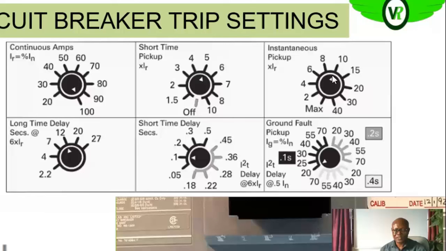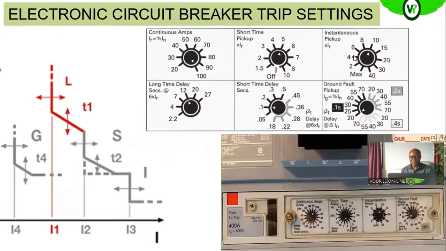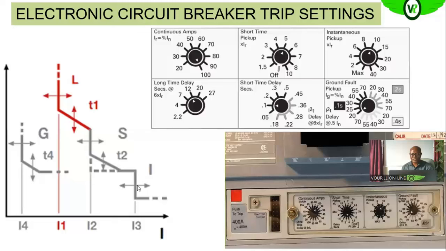So wherever we want it to behave as such, on the current scale, we'll do the selection. If it is 6 times the continuous amp rating, we select 6 times the continuous amp rating. Let's say we put it at 10, because we want to use it to protect against fault events like short circuit and any other very high current event. And this is the instantaneous pickup section of the trip curve for the electronic circuit breaker.